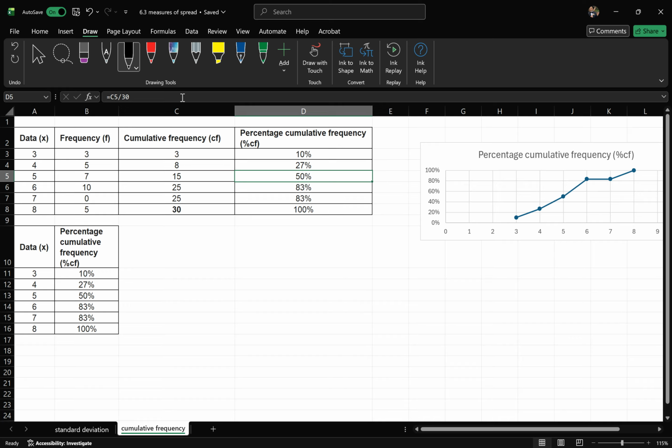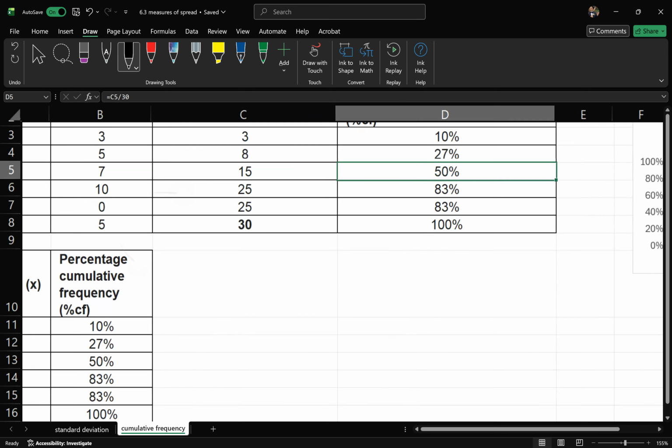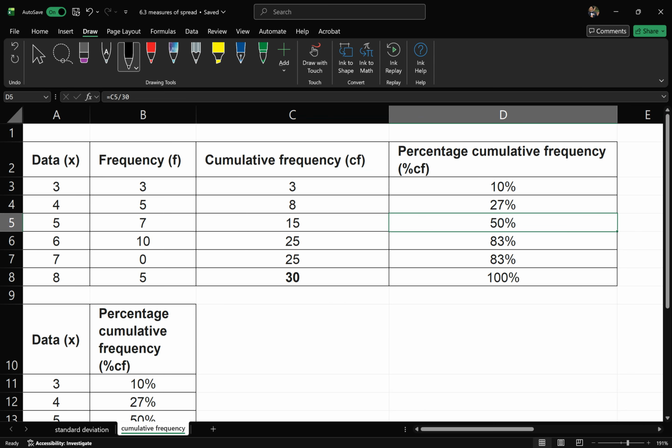Notice the percentages, they increase. There's 10, 27, 50, 83. Why is 83 repeated? Because there's no increase. Why is there no increase? How do we know? On the graph, it's 0. That's right. See that? So right here, we got up, how many sixes? We had 10 of them. By the time you got to 7, there was nothing. So there was no increase because you didn't get any extra data. So that's why it stayed 25 and 25, therefore 83 and 83%. It wasn't until you got the last 5 data that you get 100%.